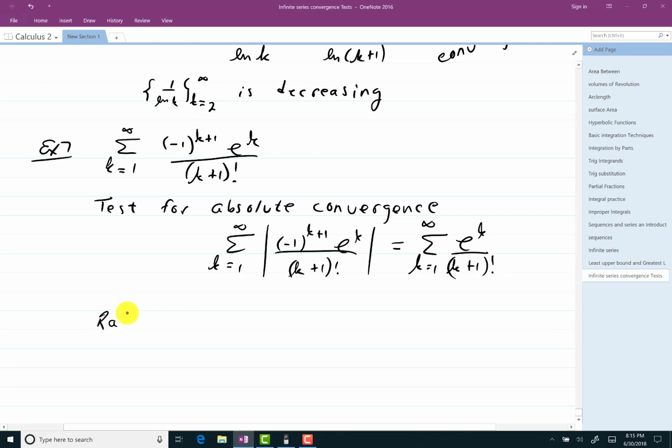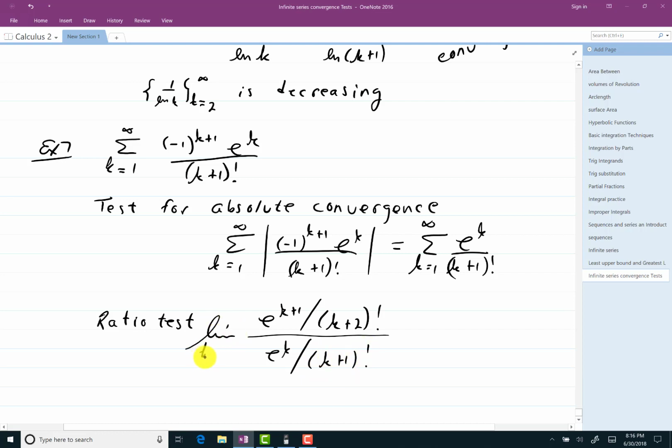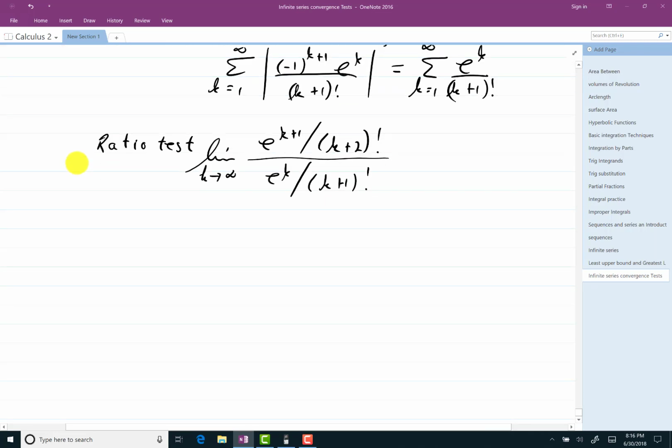I'm going to do the ratio test and see what happens. That means I'm going to look at e to the k plus 1 divided by k plus 2 factorial all over e to the k divided by k plus 1 factorial. And remember, I want to look at the limit as k goes to infinity of this. For some reason, when I do the ratio test and write that, I never remember to put that initially, but it doesn't matter. I do put it eventually, so we have the limit as k goes to infinity. Now I'm going to rearrange this. I'm going to have e to the k plus 1 over e to the k times k plus 2 factorial all over k plus 1 factorial.